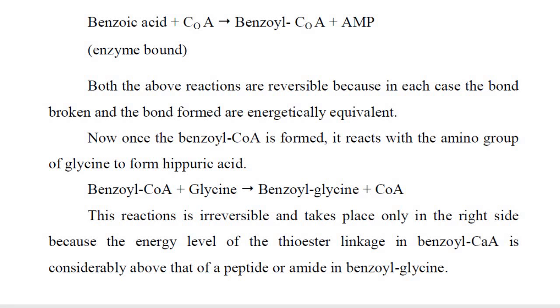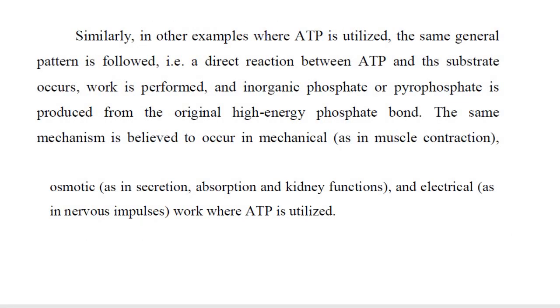Now once the benzoyl coenzyme A is formed, it reacts with the amino group of glycine to form hippuric acid. Benzoyl coenzyme A plus glycine gives benzoyl glycine plus coenzyme A, and this reaction is irreversible and takes place only to the right side, because the energy level of the thioester linkage in benzoyl coenzyme A is considerably above that of the peptide or amide in benzoyl glycine. So you have to write all the amino acid structures so that you will understand what is going on in biological processes, including the structure of ATP.